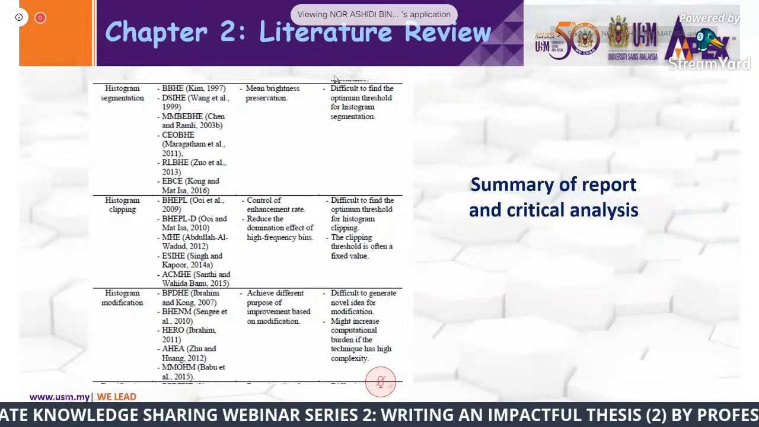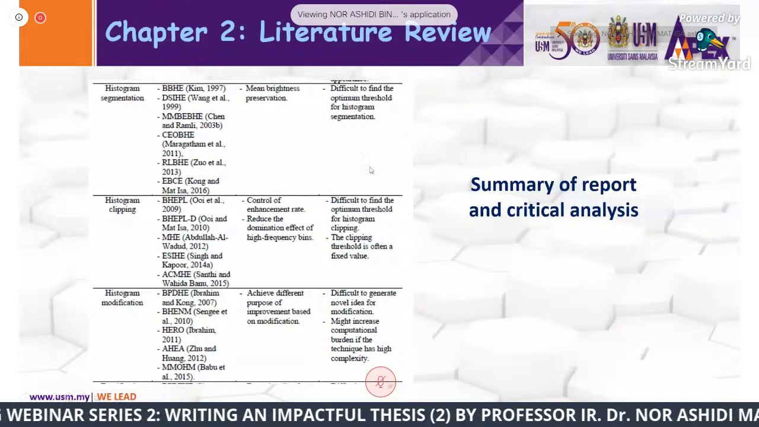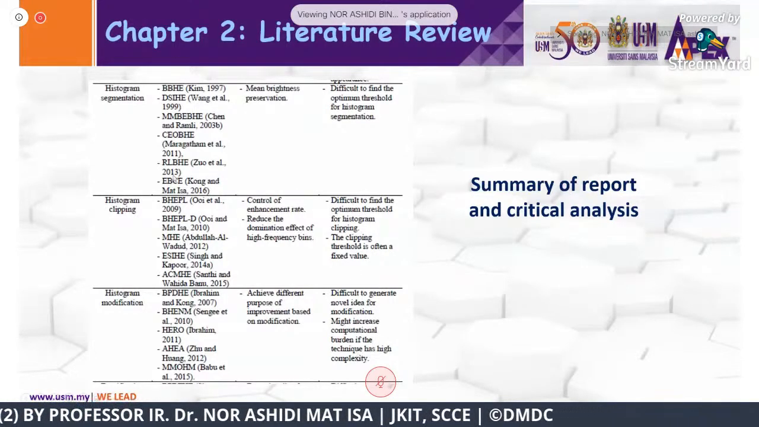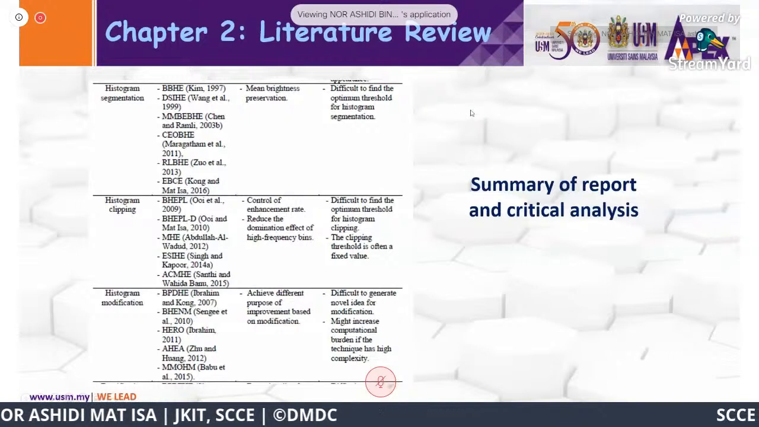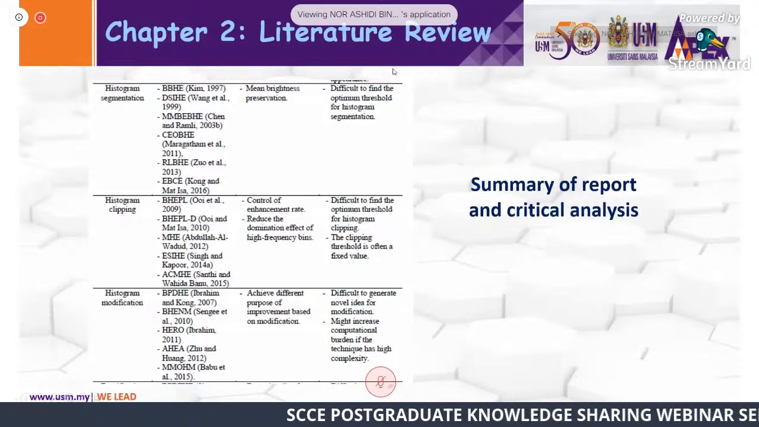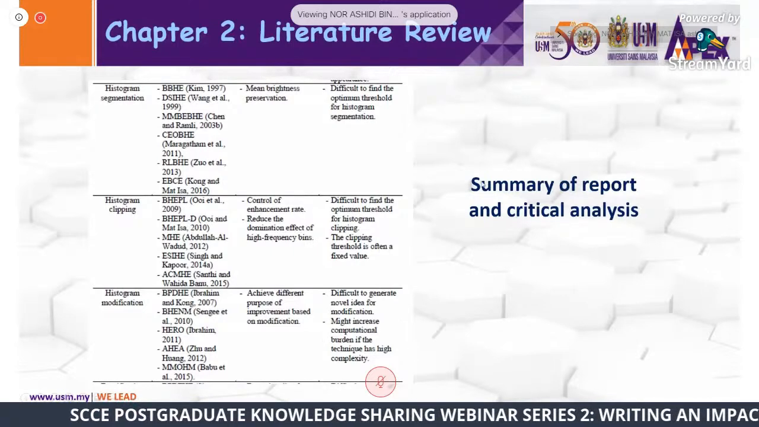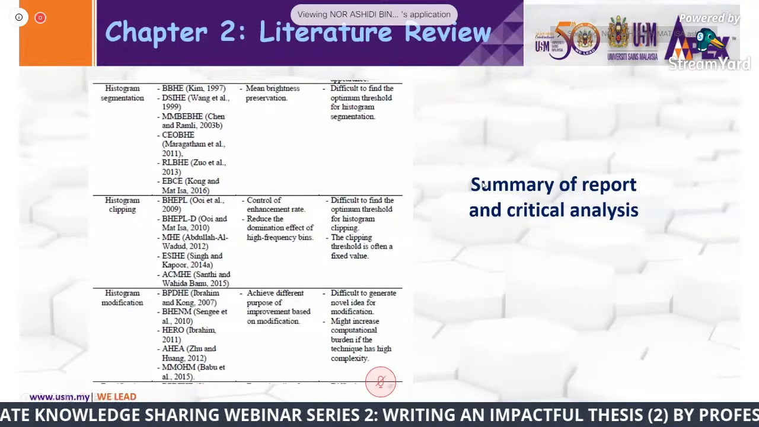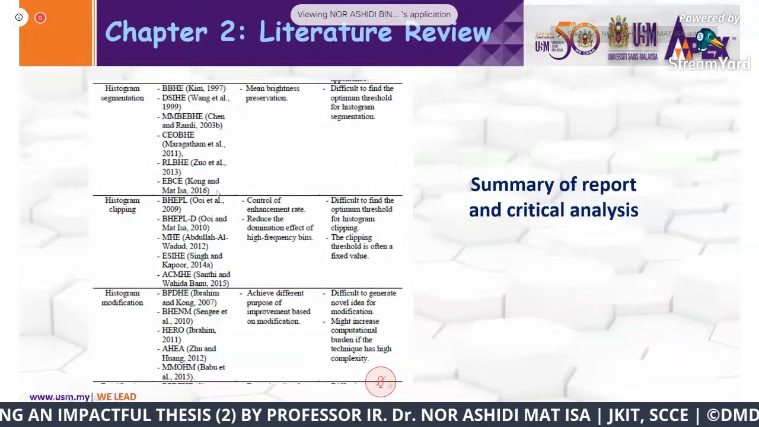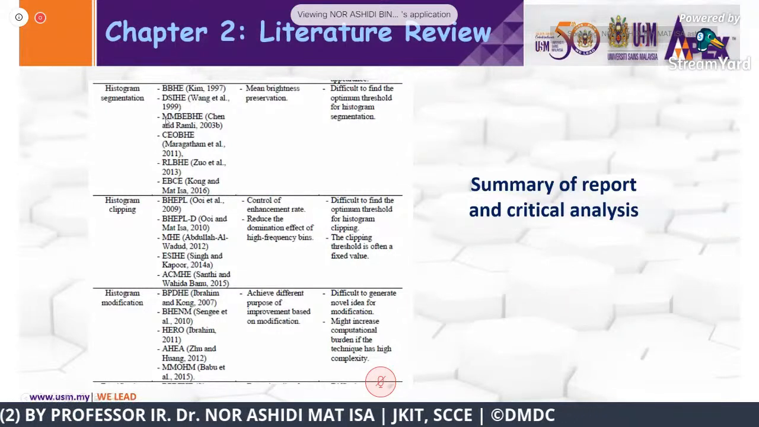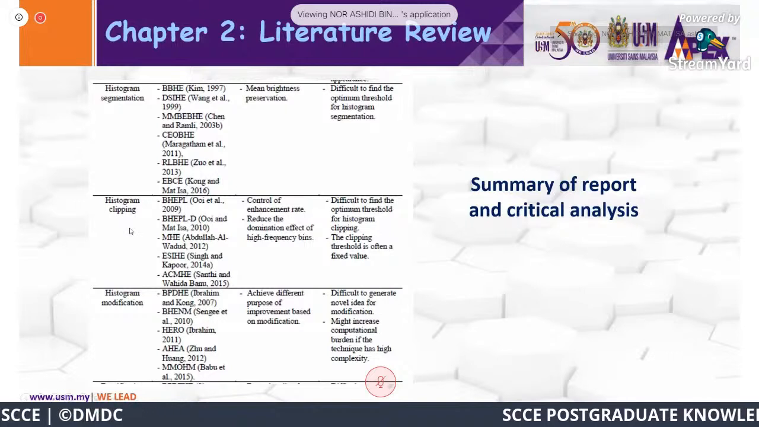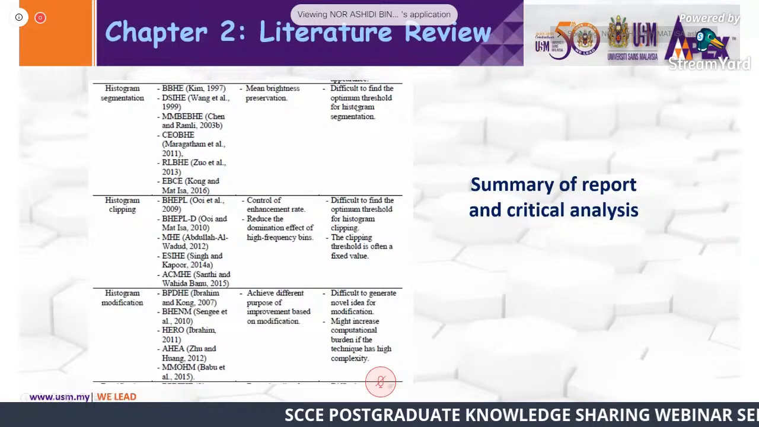So this one, 1, 2, 3, 4, 5, you actually obtain indirectly from these references. This is actually the skill that we need. You know what the limitations are, because from these limitations you will derive your own research gap. Although many techniques have been developed to improve image enhancement, using histogram segmentation, histogram clipping, or simplification, they still have problems.